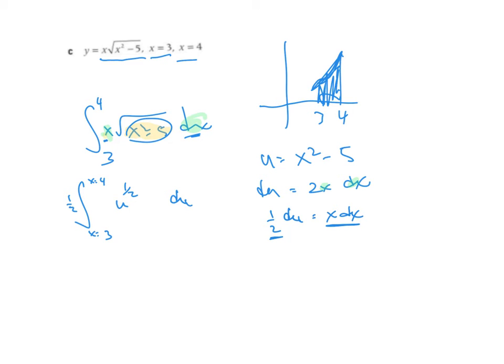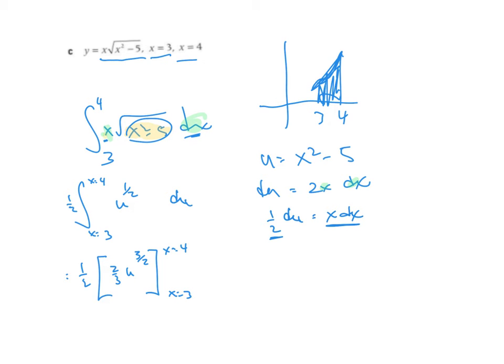Now I continue with this. I know I'm going to take the antiderivative, recognizing these are x's. So this is going to be u to the 3/2 times 2/3, and this is x equal 3 to x equal 4.